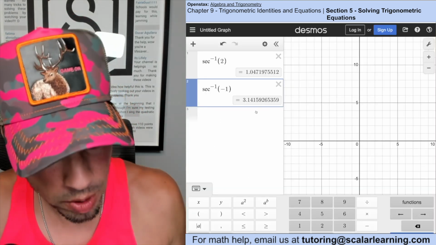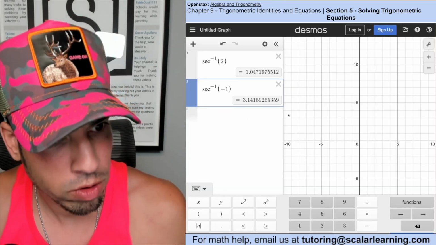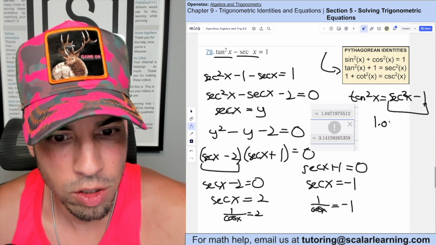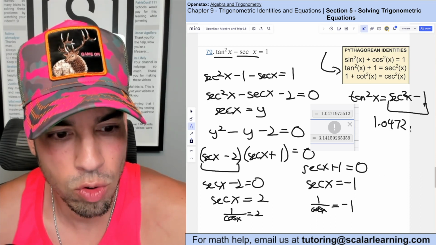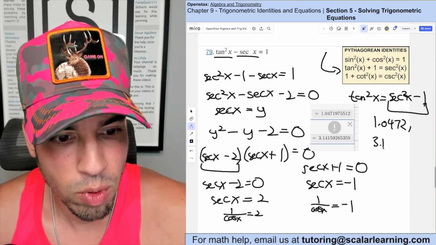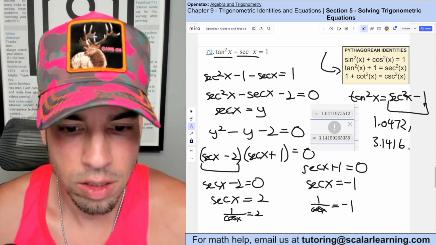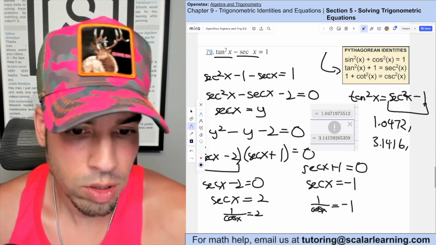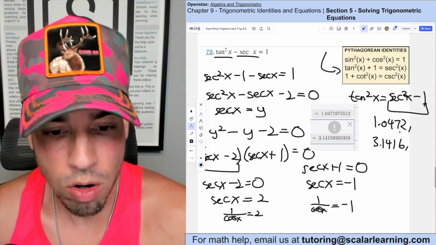So here are 2 answers for now. So let's bring these back over. So far we have 1.0472. We also have 3.1416. Okay, so now we've got these 2 values, and these are great. But now the question is, are there more values?